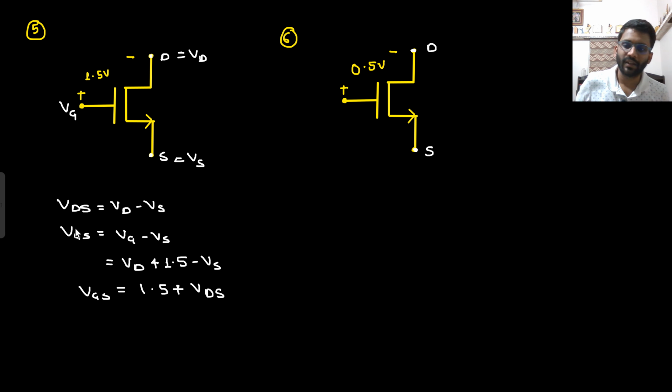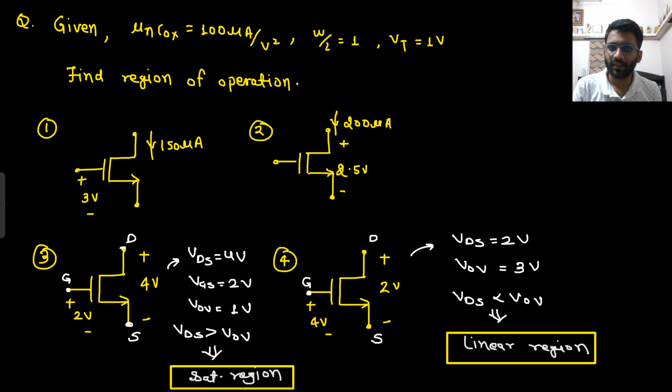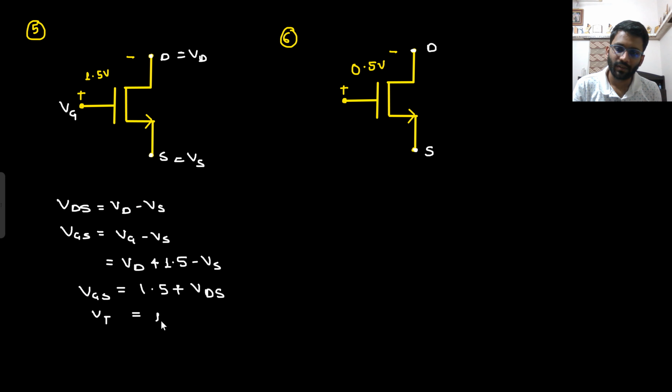Did you understand this point? VG minus VS, then I write down the value of VG, that is VD plus 1.5. So it is 1.5 plus VDS. And what is VT? VT is 1 volt, that is given. What is the value of V overdrive? V overdrive is 0.5 plus VDS.